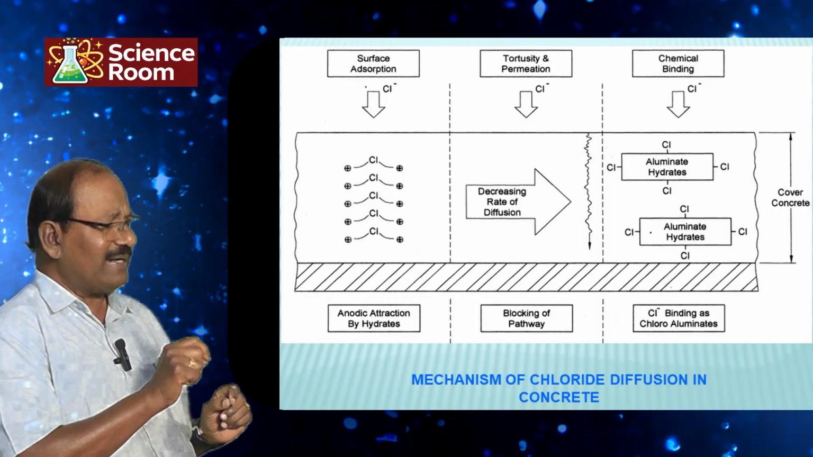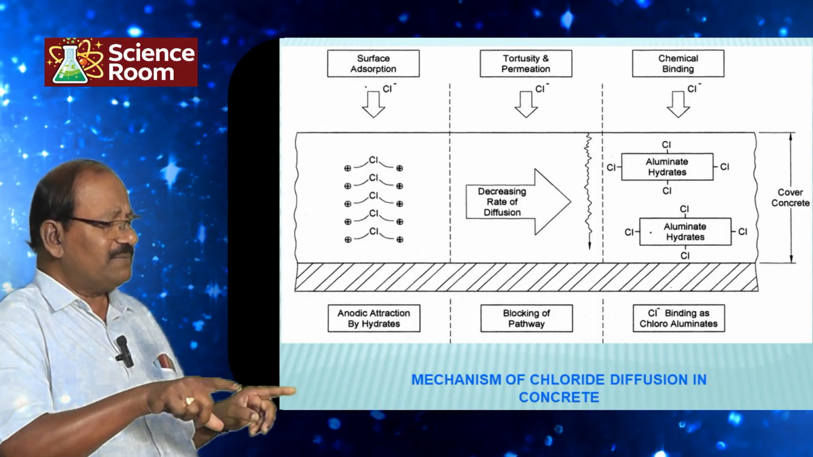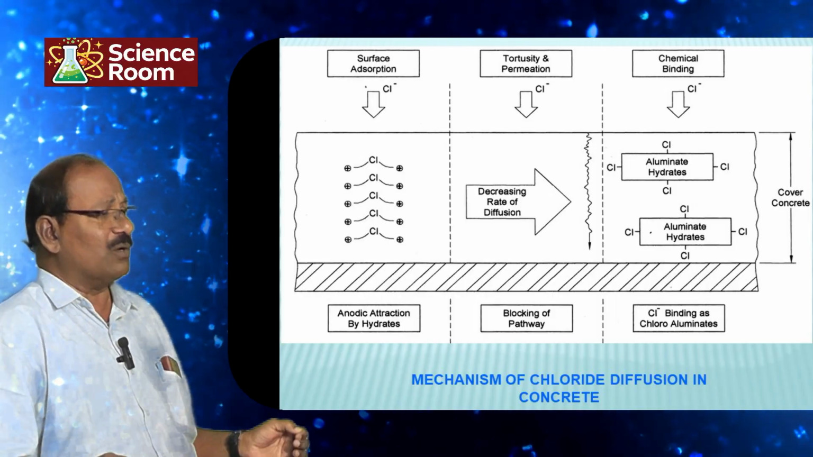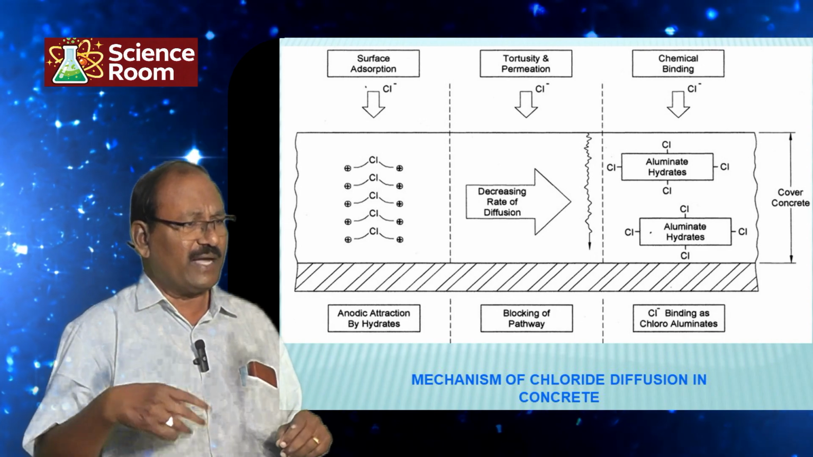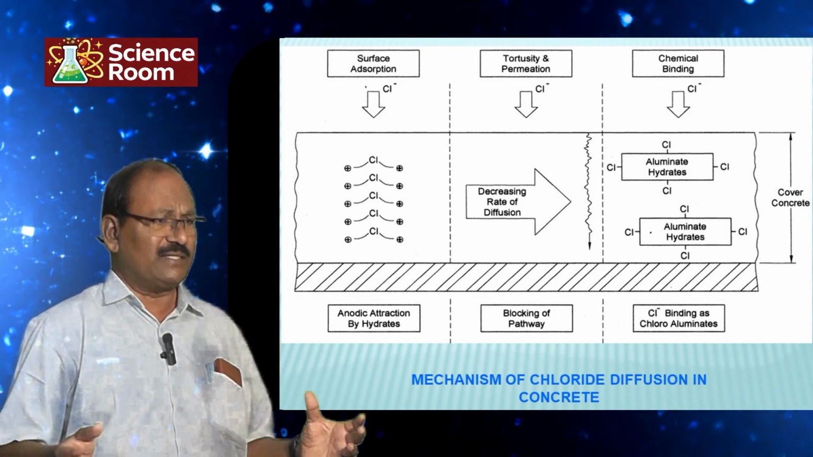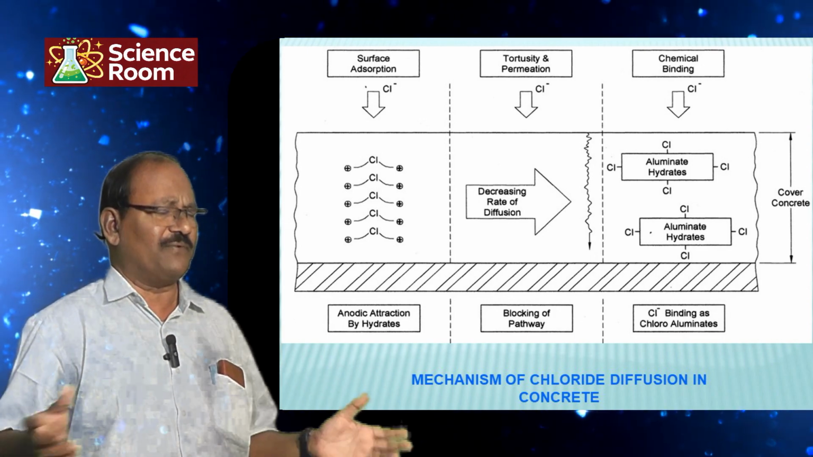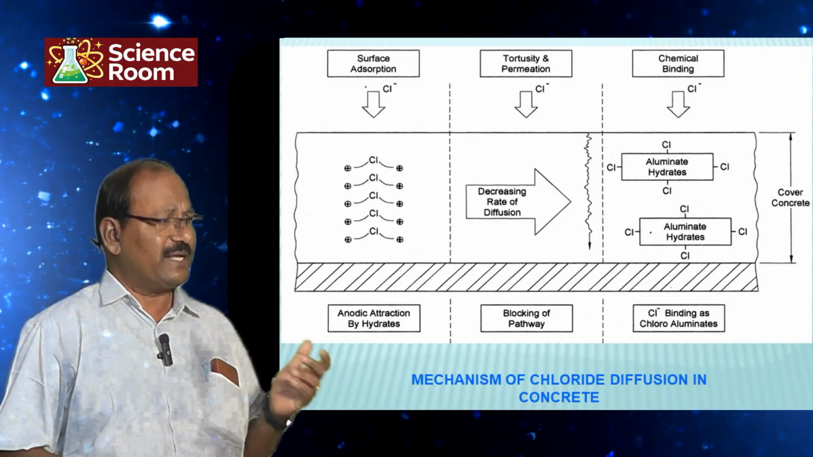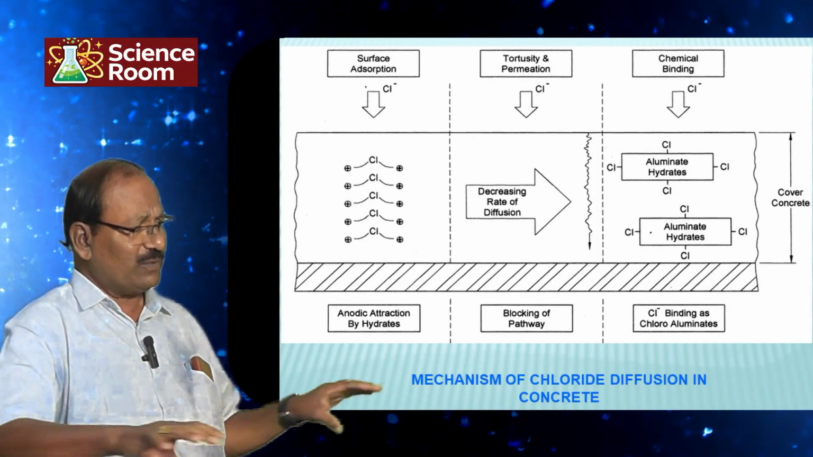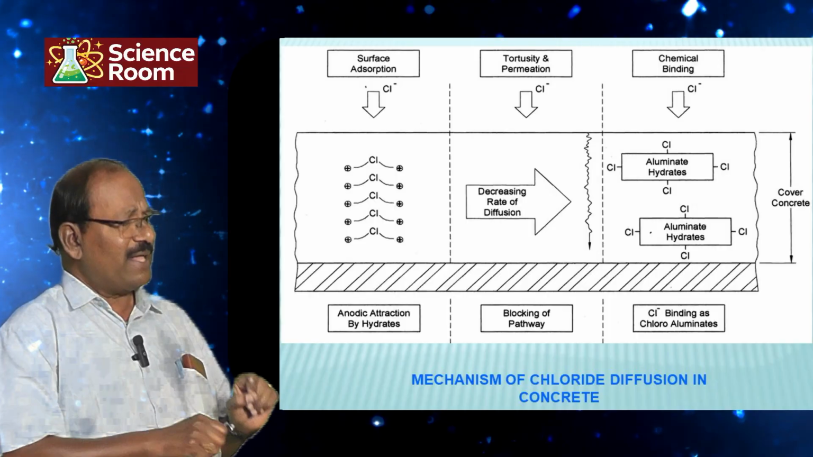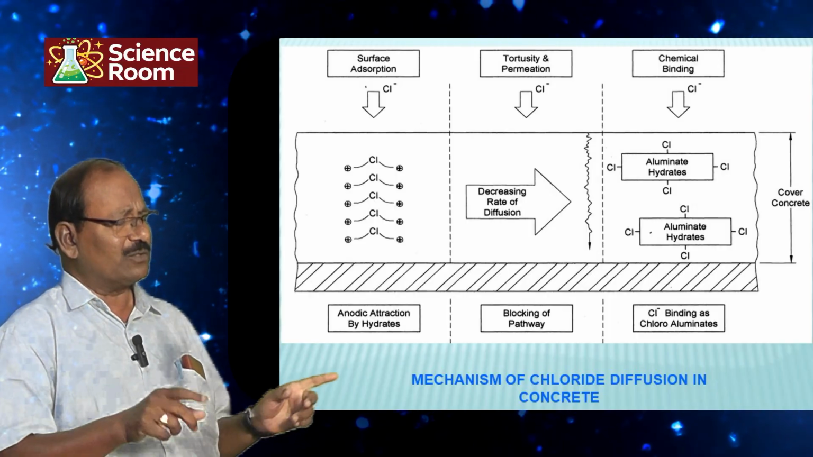That point will act as an anode. The rest of the area will act as a cathode. When the ratio of cathode to anode is large, the corrosion is very fast. That is what is taking place here. The cathode area is more and the anode area is very small, so the corrosion will be fast.